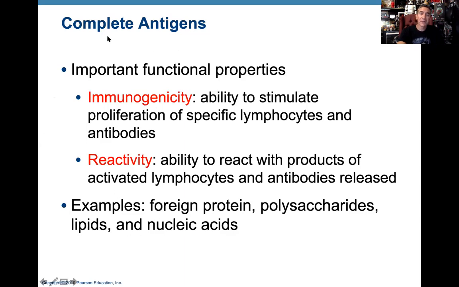So what are some examples of complete antigens? Things like large proteins, the most common, complicated carbohydrates, lipids, and foreign nucleic acids. So all of these will trigger proliferation. So they are immunogenic and they are also reactive to the components that our body has released.